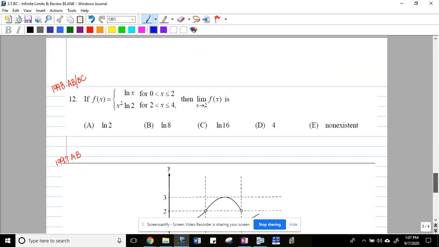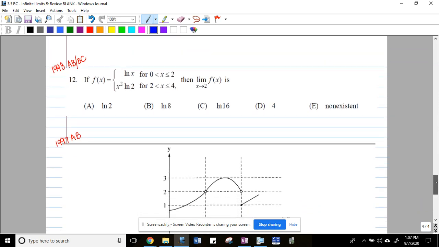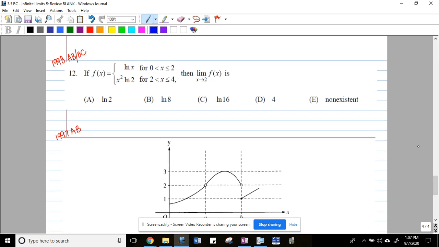All right, let's do some multiple choice AP problems. You can see which test this was from. So these are a bit old, but some of these are classic types of problems, and you'll see them on any given year.